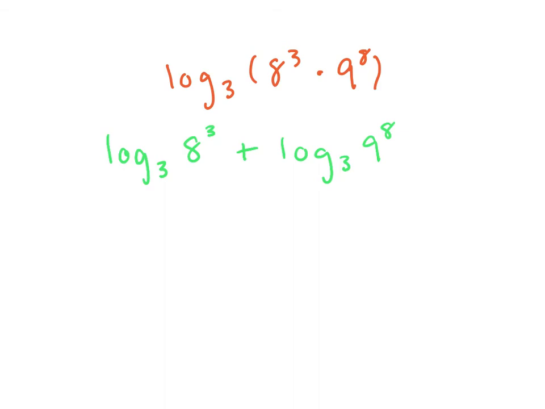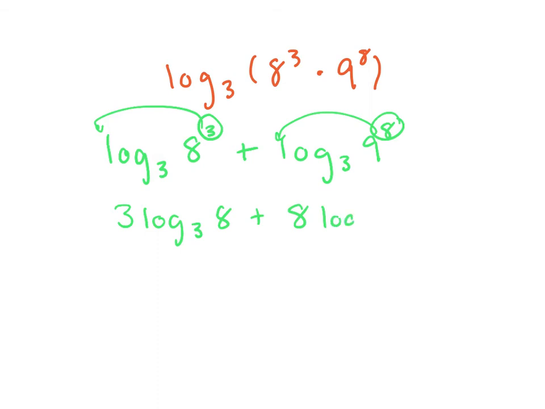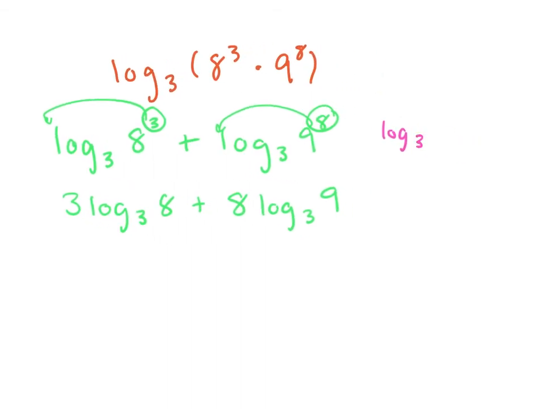Now you just move the exponents to the front. So 3 log base 3 of 8 plus 8 log base 3 of 9. One thing we have to make sure, because we're trying to simplify as much as possible, is that if we have log base 3 of 3, this cancels out and this is just 1. So can we make this look like a log base 3 of 3 or this look like a log base 3 of 3?